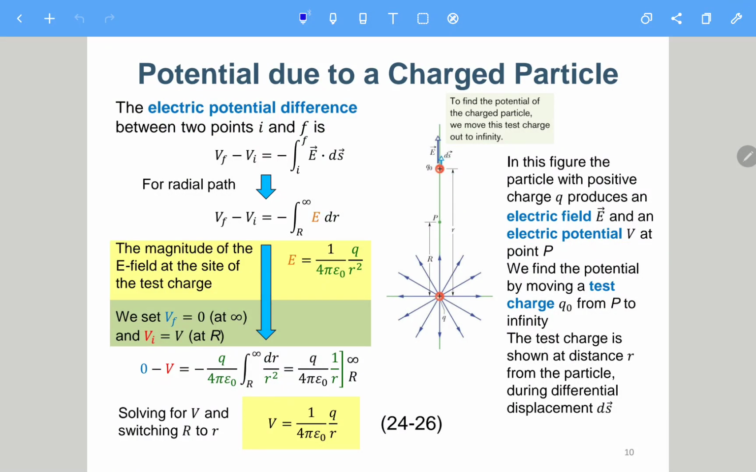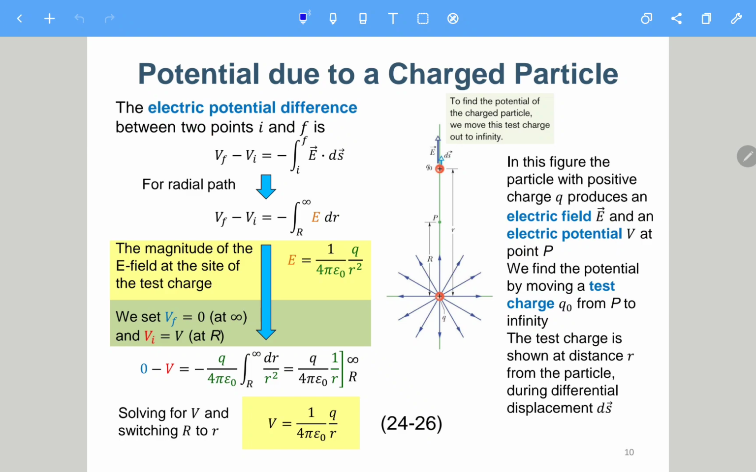Okay, so here we will start to use the equation we just derived to find some expression of the potential due to different structures. The first one is the potential due to a charged particle.